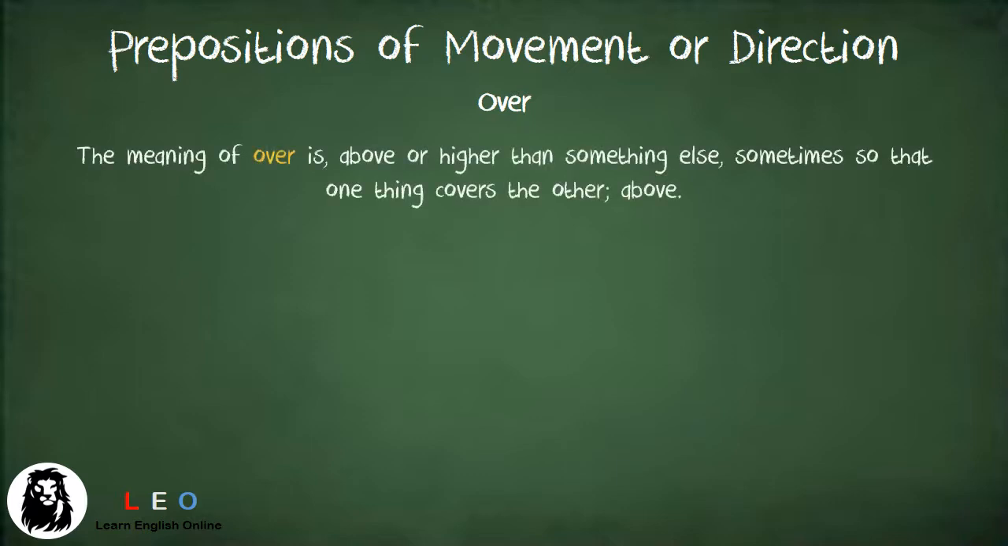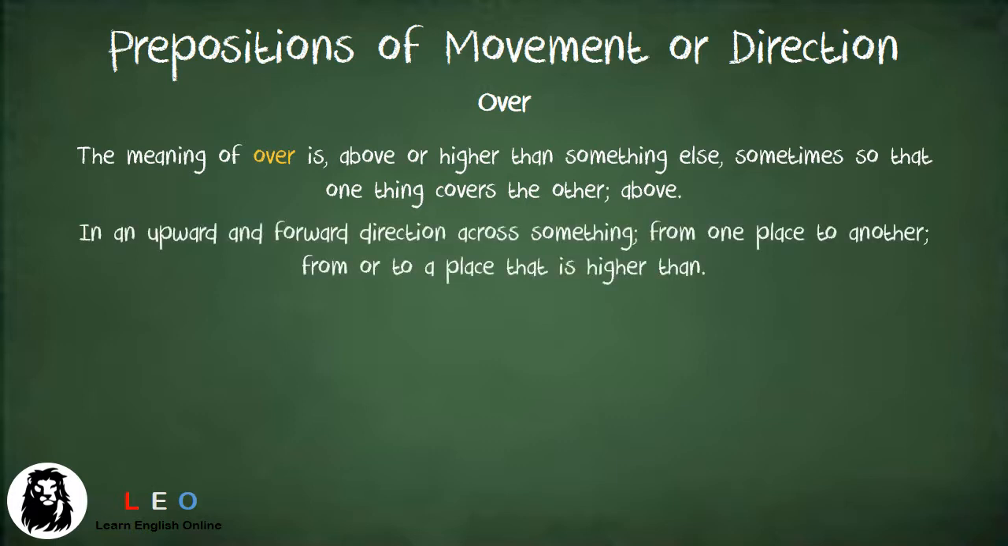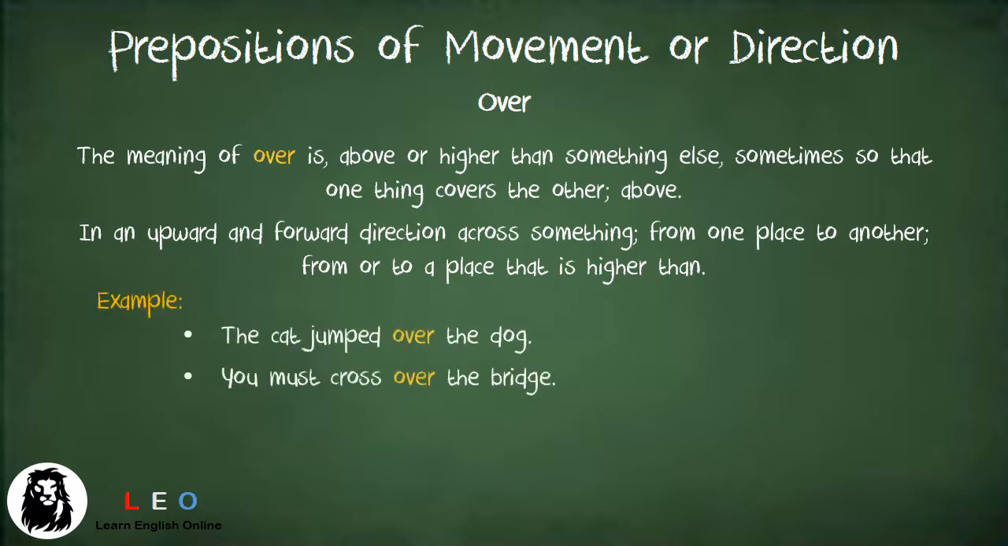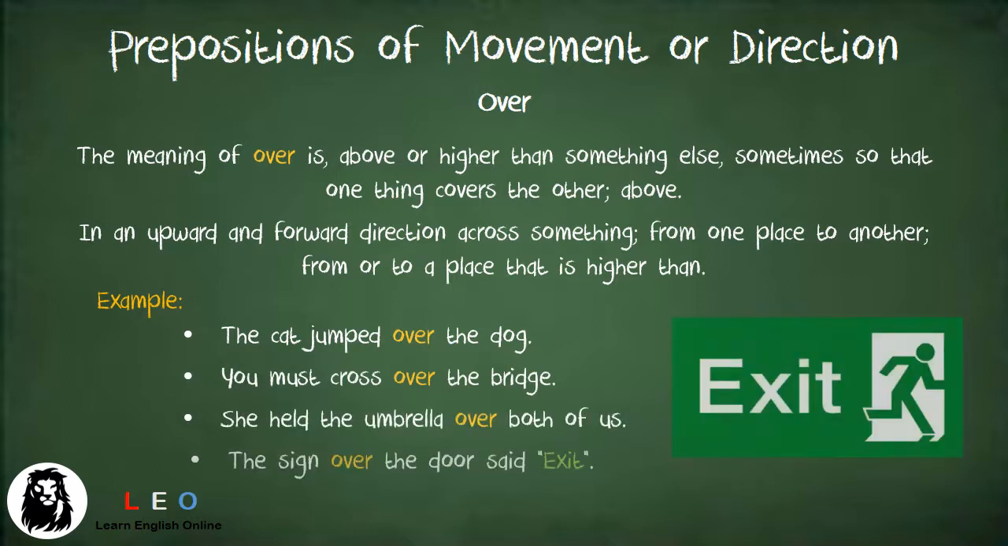Over. The meaning of over is above or higher than something else, sometimes so that one thing covers the other. Over means to, in an upward and forward direction across something, from one place to another, from or to a place that is higher than. For example, the cat jumped over the dog. You must cross over the bridge. She held the umbrella over both of us. The sign over the door said exit.